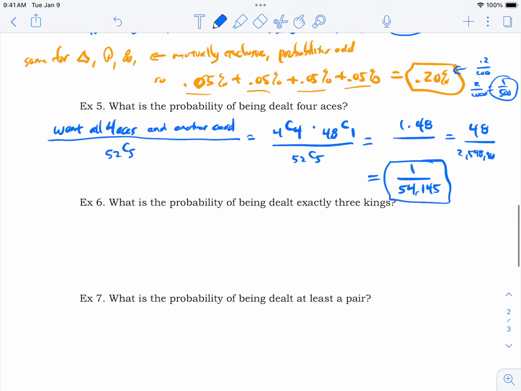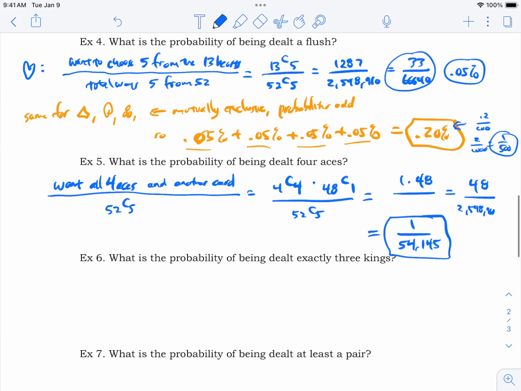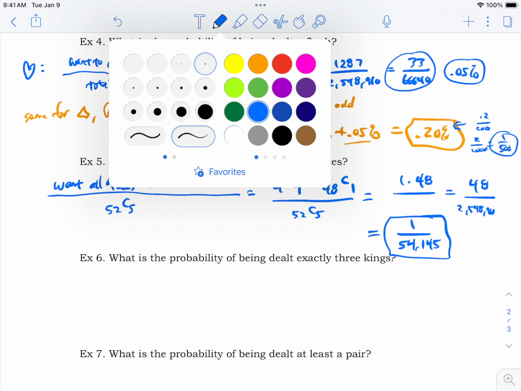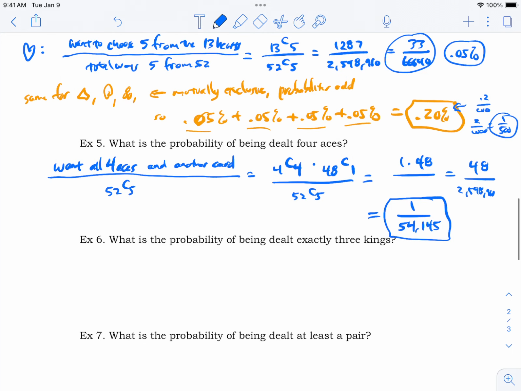2 more of these. Okay, what is the probability of being dealt exactly 3 kings? Hey, you might be able to do that. You might be able to do that if you feel like pausing. You're going to challenge yourself a little bit. Can you do this? Okay, you've unpaused.